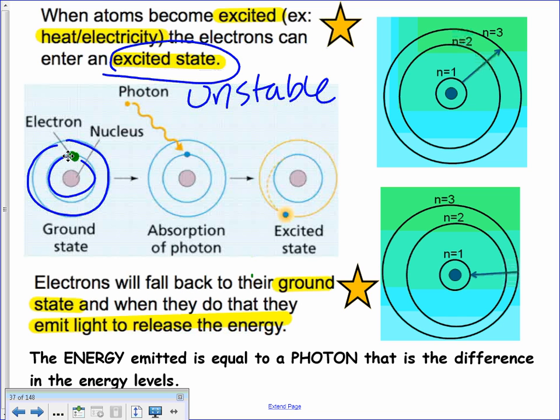And if they're unstable, they must fall back down. When they fall back down, they release that excitement, they release that energy. If it's in that narrow spectrum, we can see that energy. Sometimes it's out of our seeable range, so it's invisible. It's like UV or IR.